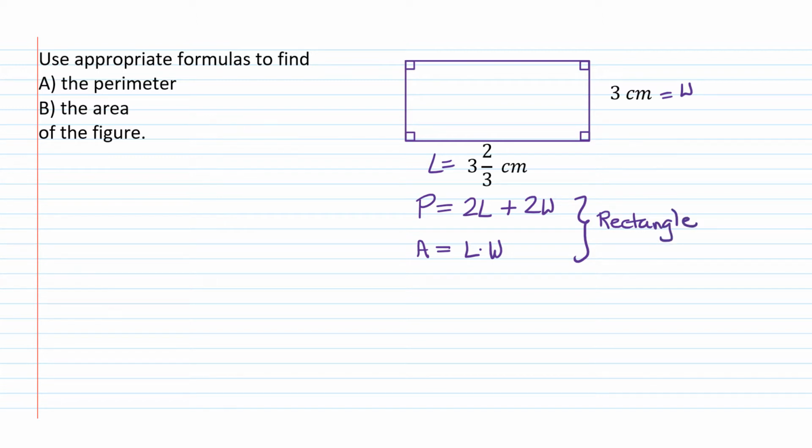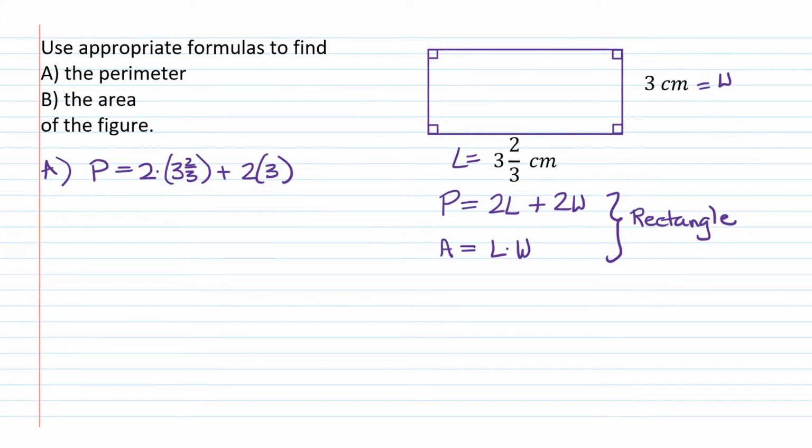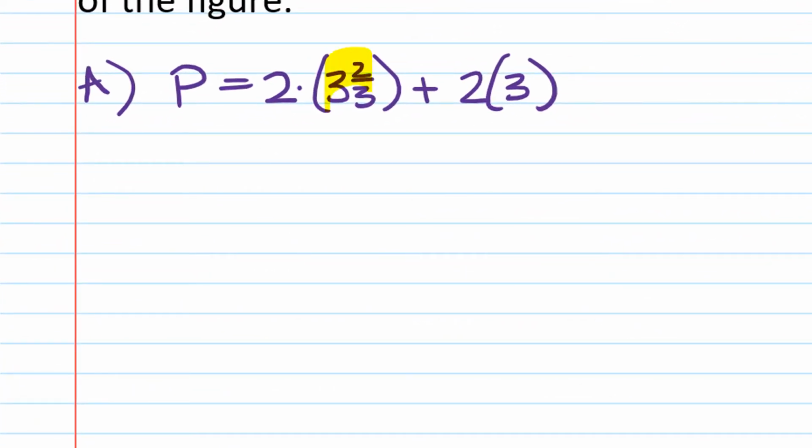So let's do part A. In part A, we're finding the perimeter. So perimeter is equal to 2 times the length, which is 3 2/3, plus 2 times the width, which is 3. Now, this fraction here is what we call a mixed number. It has a whole number part and a fraction part. And that is not how we like to have our fractions when we perform operations on them.